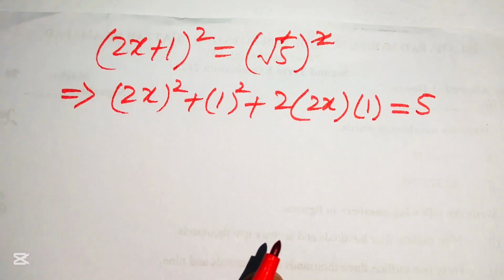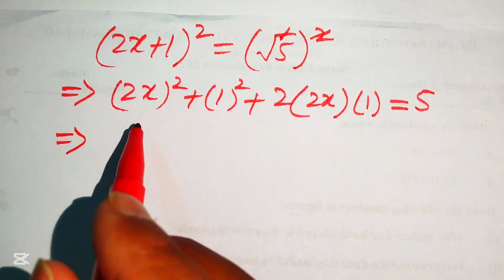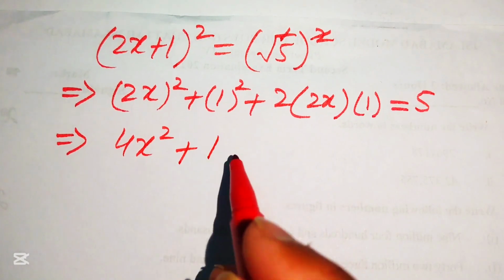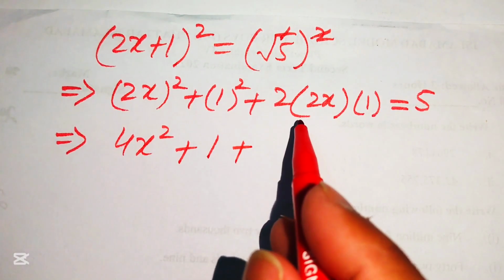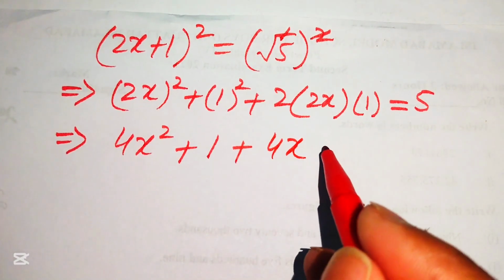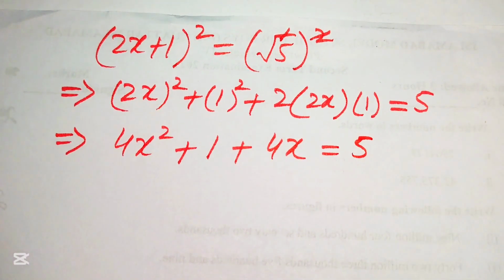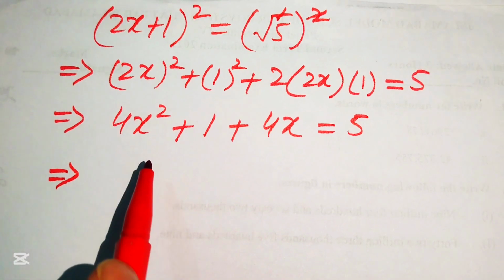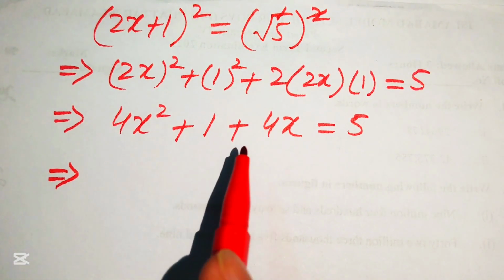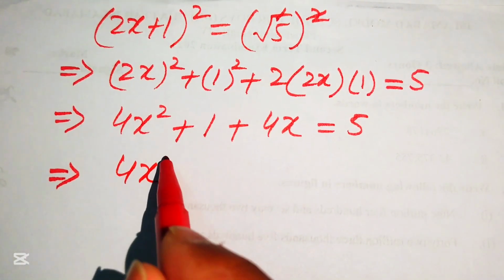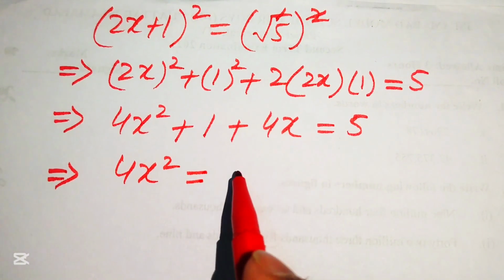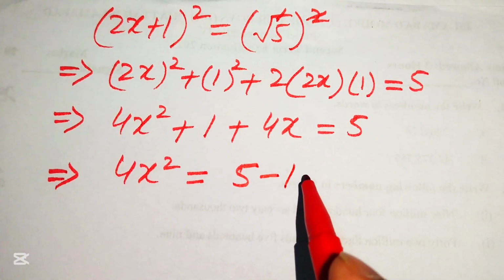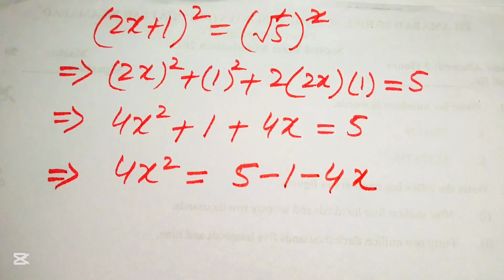In the next step we have 2x square equals 4 times x square, and 1 square equals 1, and 2 times 2 becomes 4x, equals 5. Here we need to separate this 4x square and move all of the other terms to the right hand side, and it will be written as 4x square equals 5, and when you move these two terms to the right hand side it becomes minus 1 minus 4x.